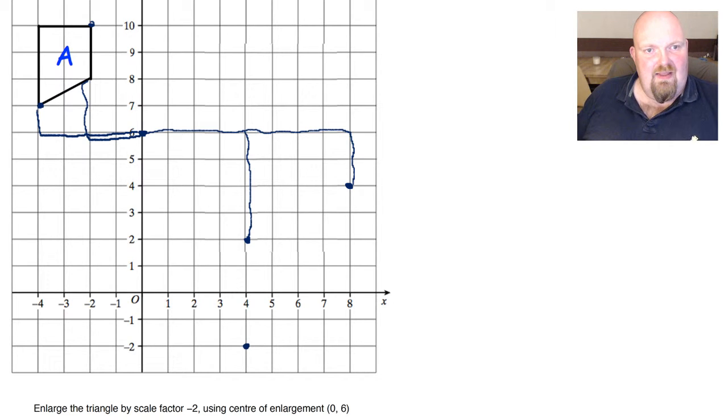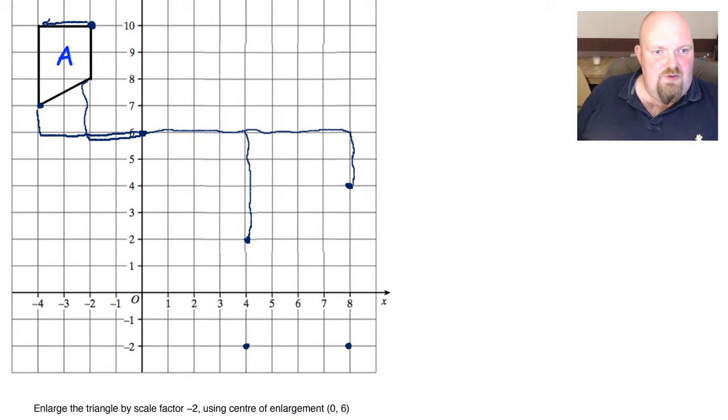And then finally, I can do this in any way. What I'm going to do is go from this point here and say that I've gone 2 to the left. So the inverse of 2 to the left is going to be 4 to the right, which is going to end up with me going there.